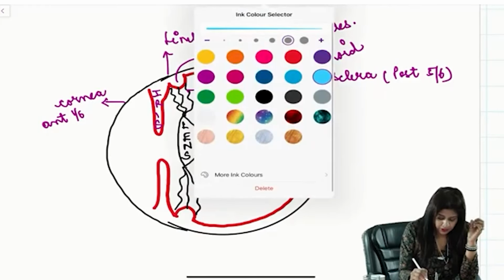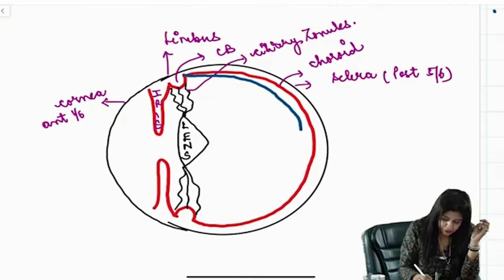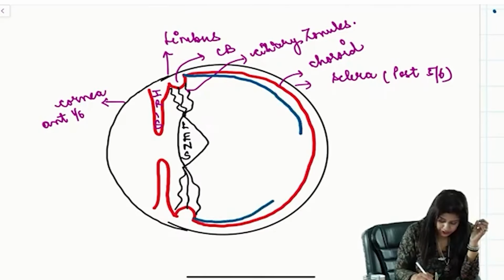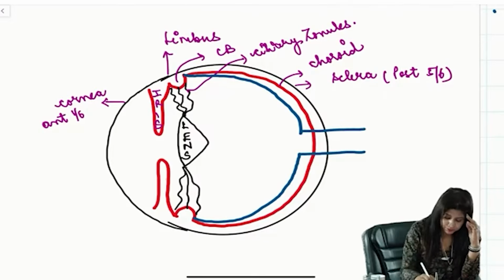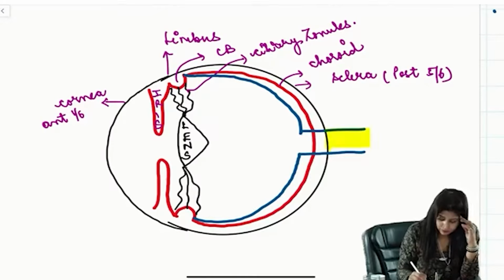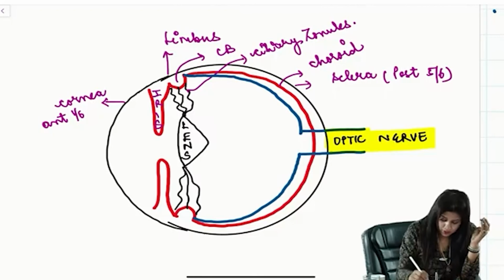And then behind this we have the retina. Retina is the innermost coat. In the retina, how many layers do we have? 10 layers. Very good. So these 10 layers are there, and one layer continues to form the optic nerve like this. See, this is the optic nerve that I have made. Like this. And this will be the retina.